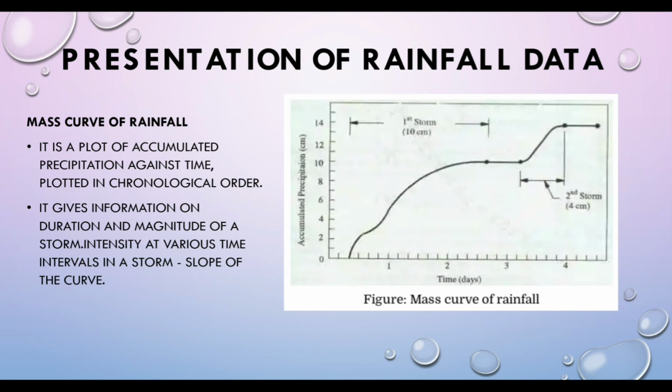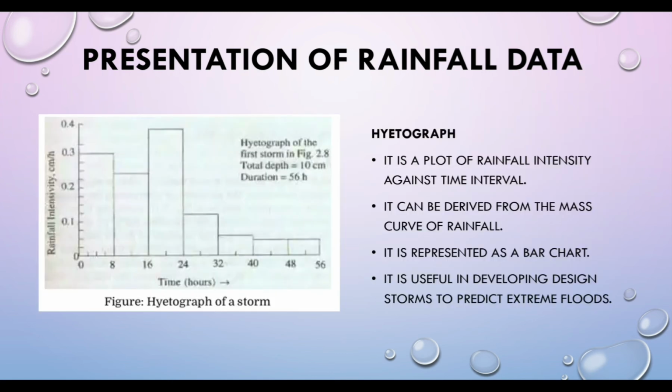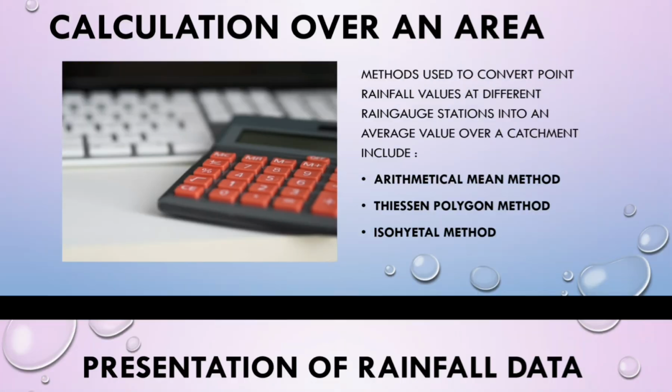So when you try to look at the slope of the curve, it shows the intensity at various time intervals during a storm. The second is using a hyetograph. It is a plot of rainfall intensity against time interval, and it can be derived from the mass curve of rainfall. It is represented as a bar chart, and it is useful in developing design storms to predict extreme floods.